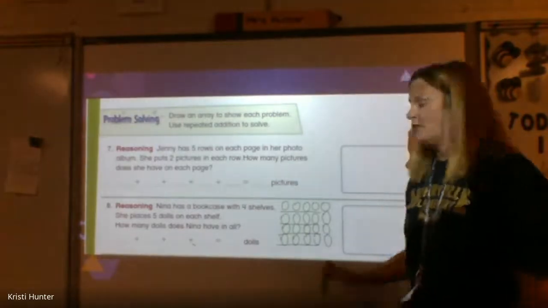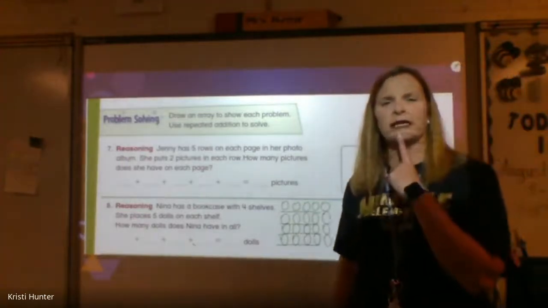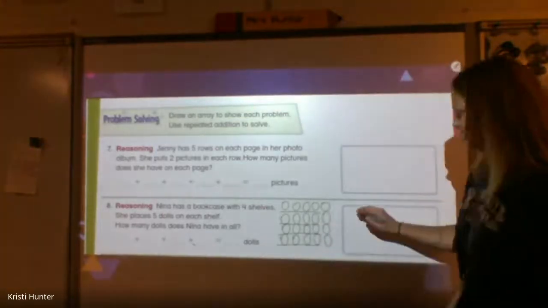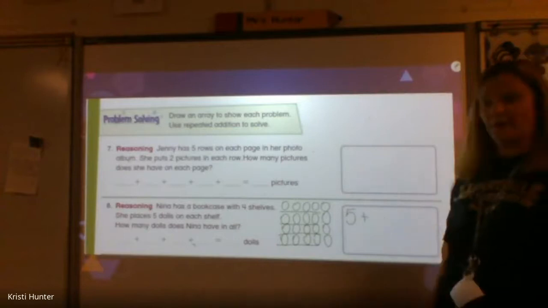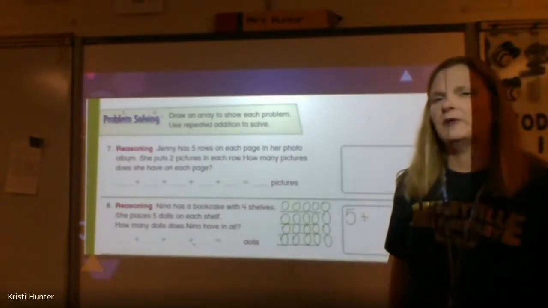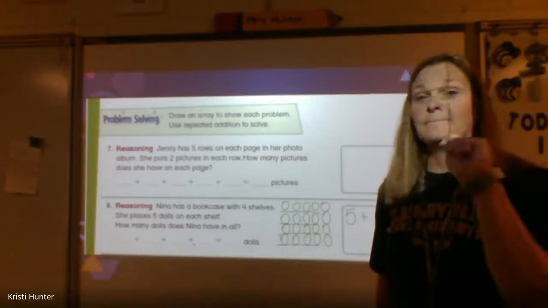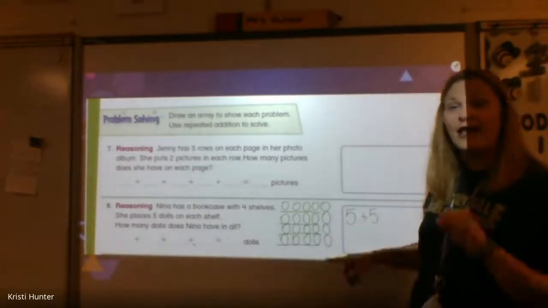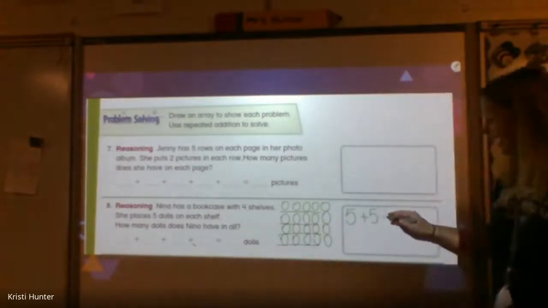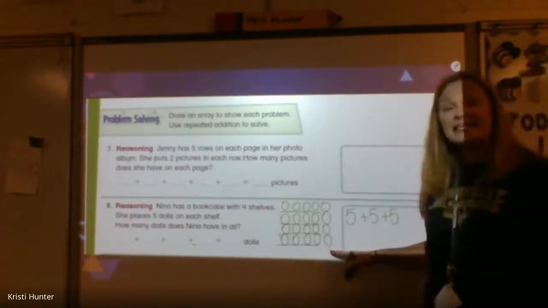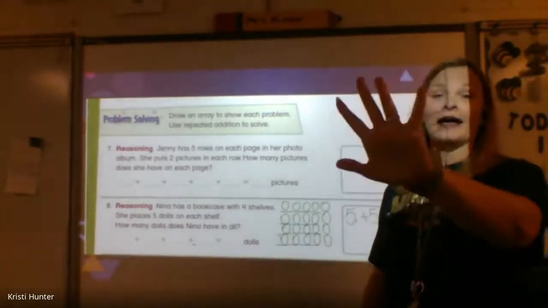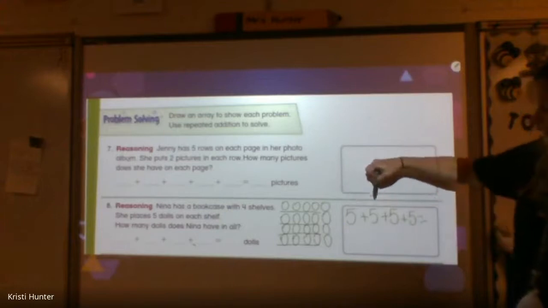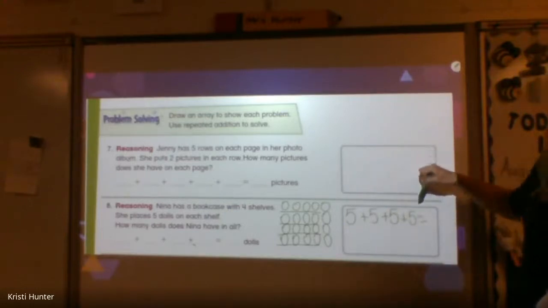All right, here we go. Row 1. Show me with your fingers how many goes in row 1. 5. So we're going to say 5 dolls in row 1. Show me with your fingers how many goes in row 2. 5 again. Row 3 had how many? 5 again. We're making an array. It's got to be the same number. And the last row, row 4 had 5 again. All right, there's my equation. 5 plus 5 plus 5 plus 5.